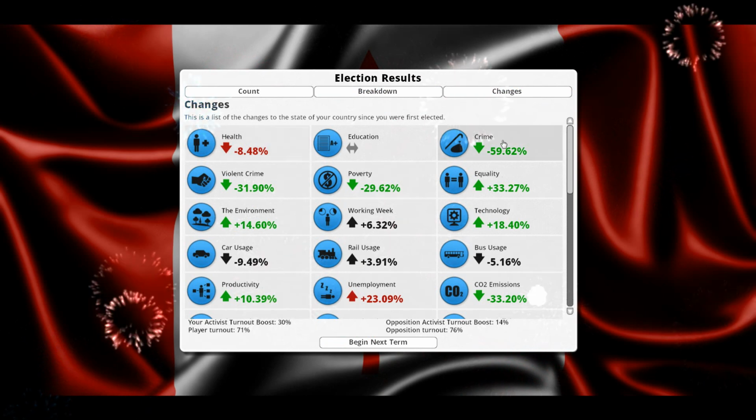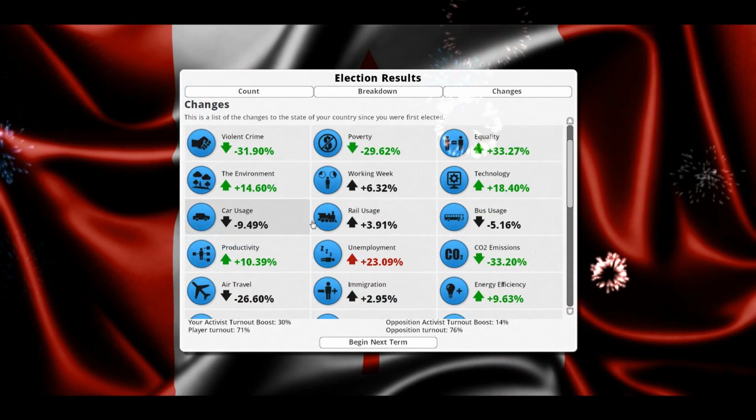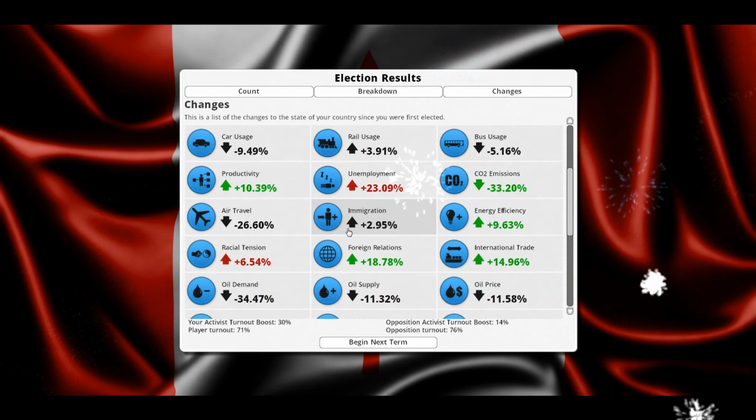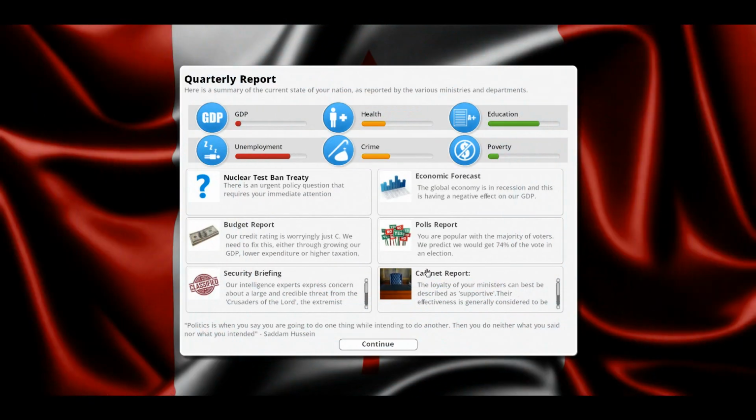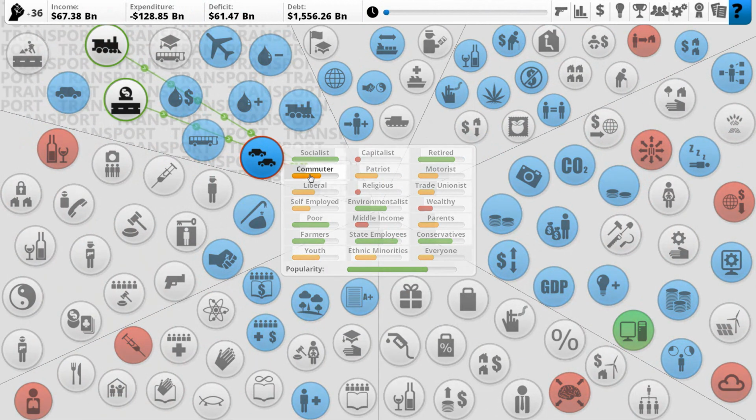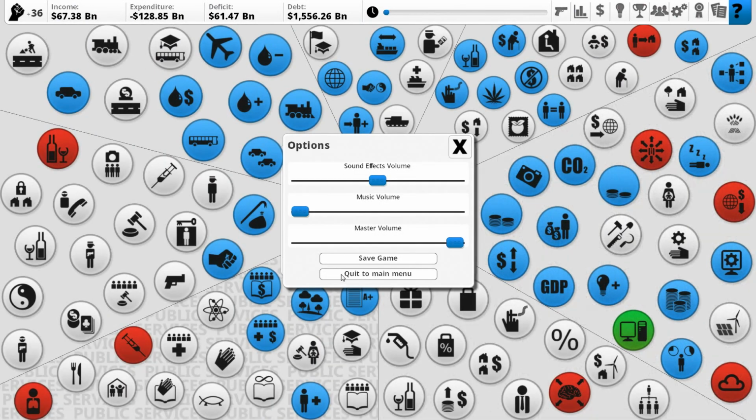Well, the health in Canada went down. The crime went down by quite a bit. A lot of stuff stayed the same. And you can just go begin next term to continue the game. Some countries have limited amounts of terms and you eventually have to retire. Canada does not. You can basically play it forever.